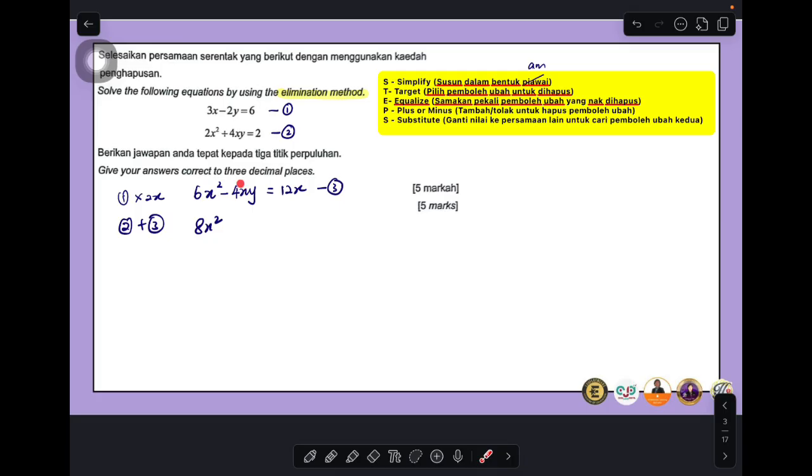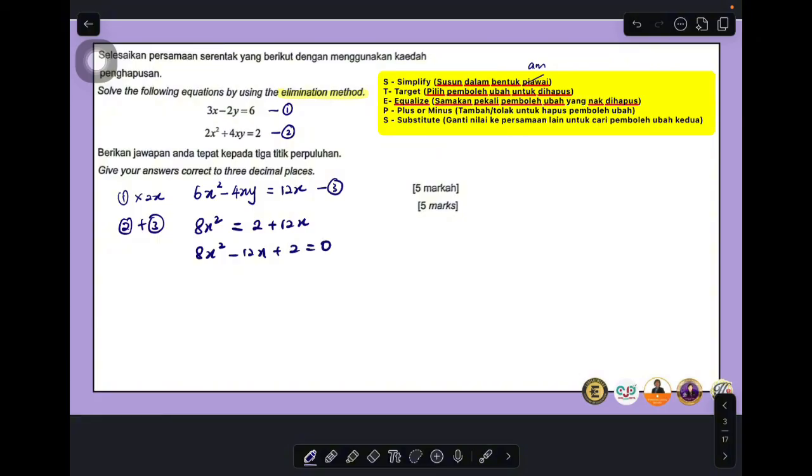Yang ini negatif 4xy, ini positif 4xy. Kalau jumlahkan, sudah hapus. So memang dah kosong. Okay, sifar. So equal to 2 plus 12x. Alright, so after that we are going to arrange it into the quadratic equation. So minus 12x plus 2 equal to 0.